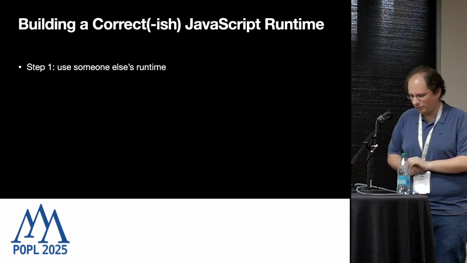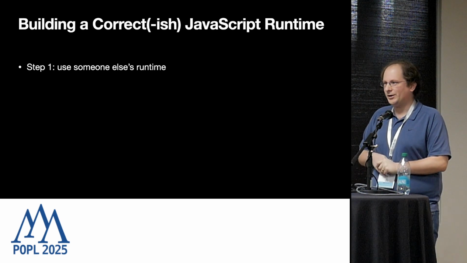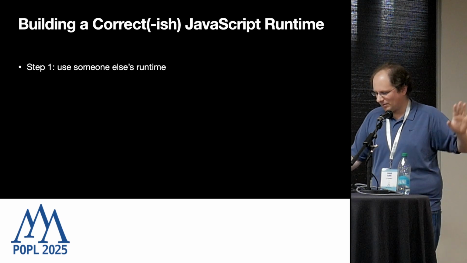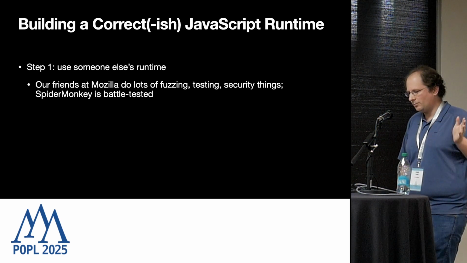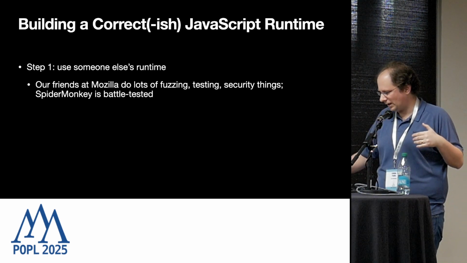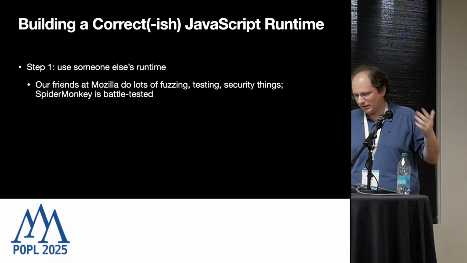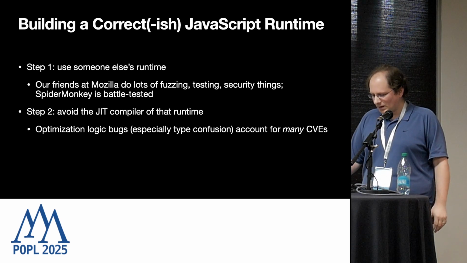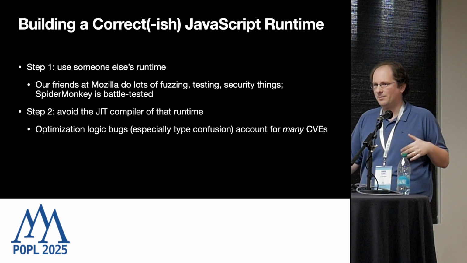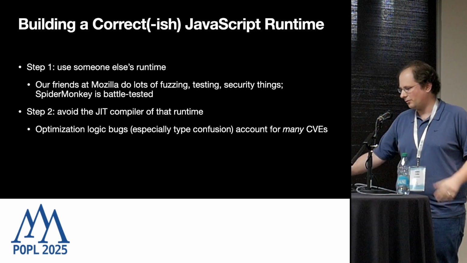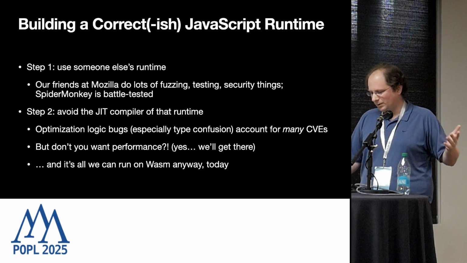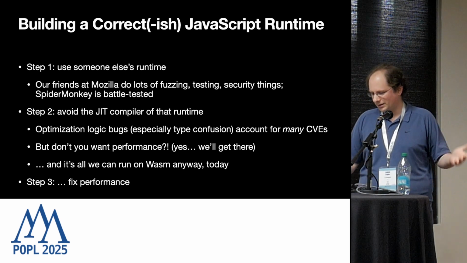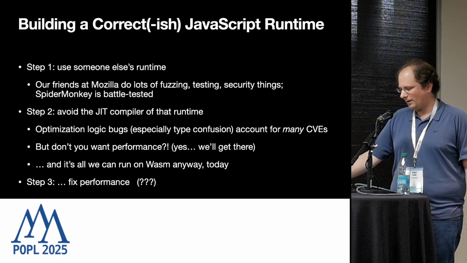And so how do we build correct JavaScript? Step one is use someone else's JavaScript. I'm talking about JavaScript as a guest here, but the same ideas would be applicable to other languages as well. So we started with SpiderMonkey, which is the JavaScript runtime produced for Firefox. It's fuzzed, it's got a security team, it's quite good. And then step two is avoid the JIT compiler, because most of the CVEs that happen in language runtimes happen inside of JIT-compiled code with things like type confusion bugs. Don't you want performance? Yes, we'll get there. And that's all we can run on Wasm today anyway. So basically, we can only compile an interpreter to Wasm. We don't have a JIT backend for Wasm.